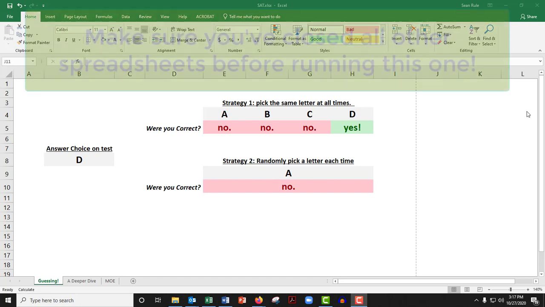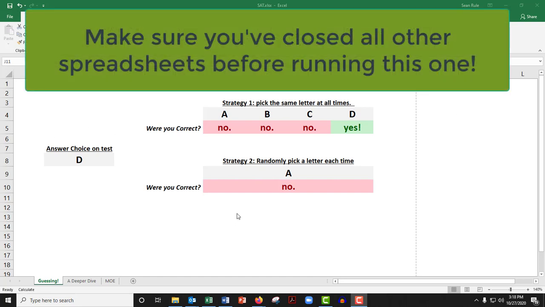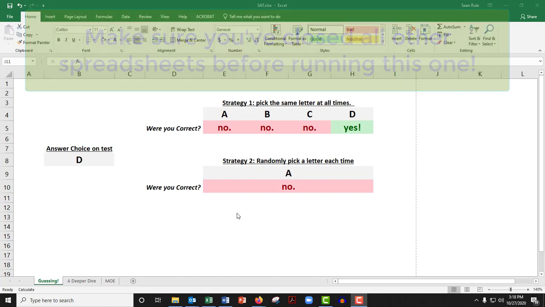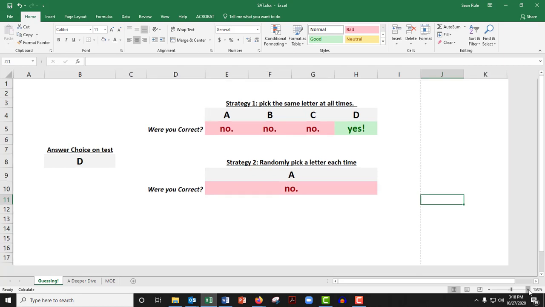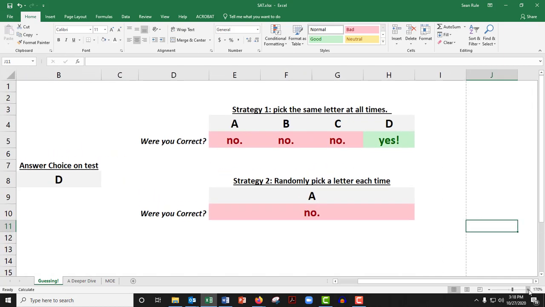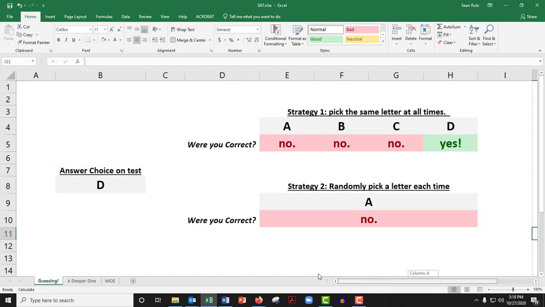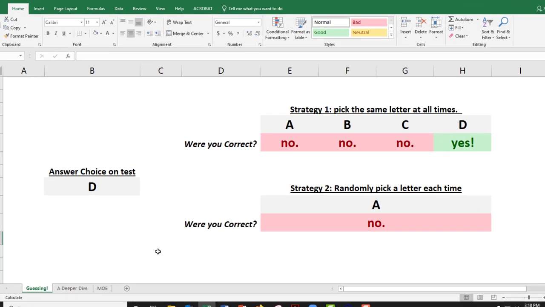Okay, my friends, so here we've got a little simulator that's going to let us generate some data to test these two strategies. I'm actually going to make this bigger by clicking on this little plus sign down here in the bottom right corner that fills the screen. That's pretty good right there.